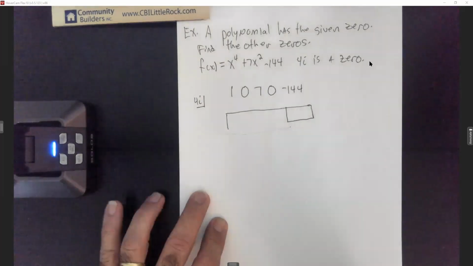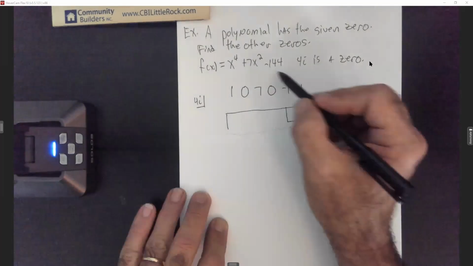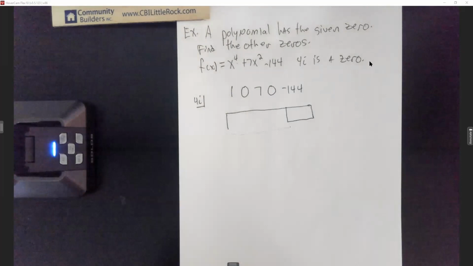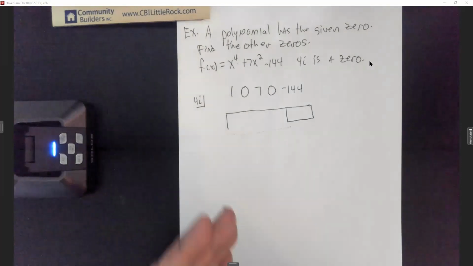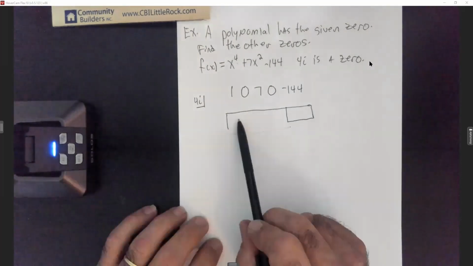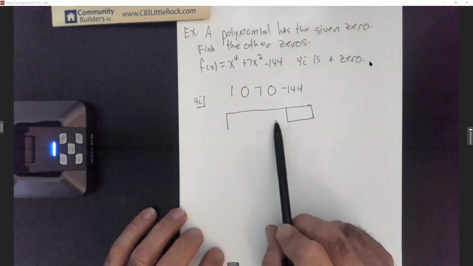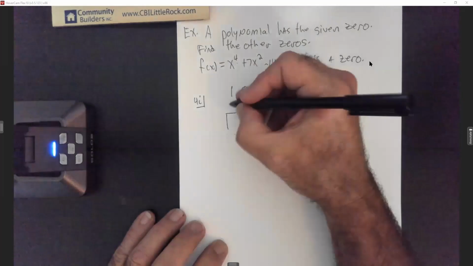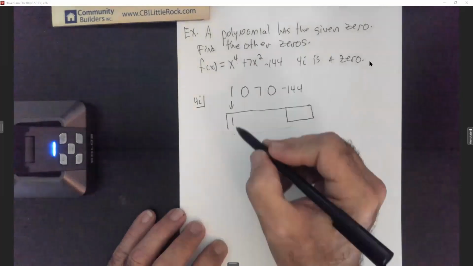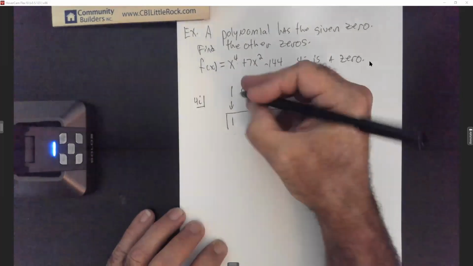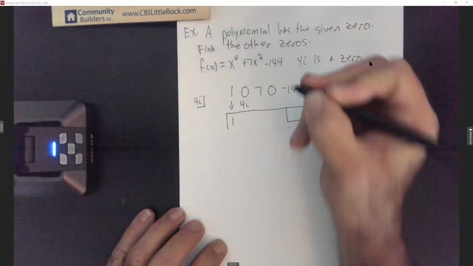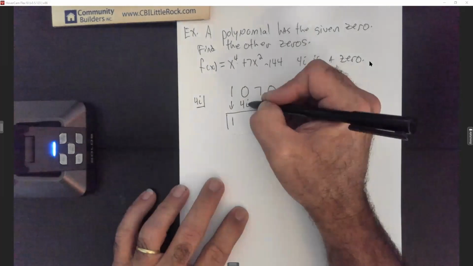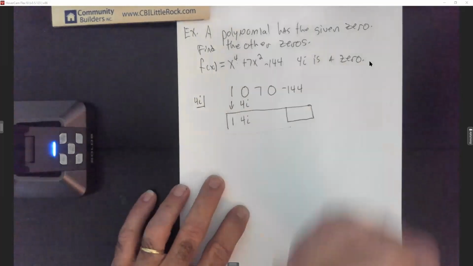So since I have a degree 4, I'm going to get 4 zeros. The last 2 zeros I'm always going to get using my quad formula. And that'll be when there's 3 numbers under this part, okay? So the first step, we're going to bring down the 1. 1 times 4i is 4i. 0 plus 4i is 4i.